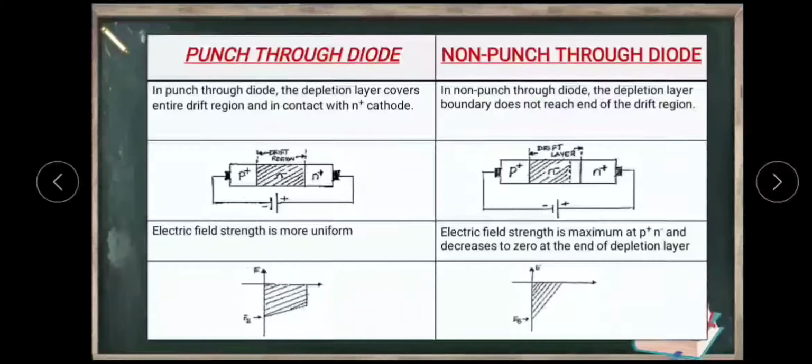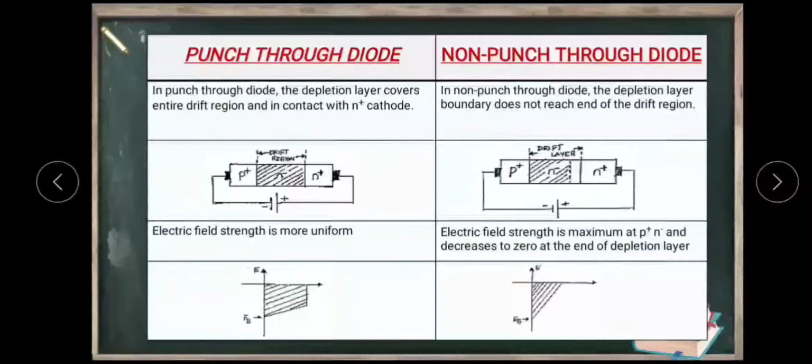So both diodes are in reverse bias condition. Remember this point. P plus is connected to the negative terminal of the battery, N plus is connected to the positive terminal of the battery, then the diode is said to be reverse biased. In non-punch through also the same. P plus is connected to the negative terminal, N plus to the positive terminal. Here also reverse bias. The only difference is the formation of depletion region: when it covers the entire drift region, we call it a punch through diode. In this case, the depletion region does not reach the end of the drift layer, that we call a non-punch through diode.